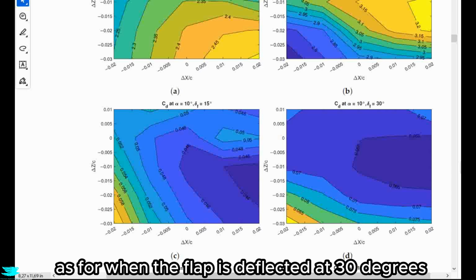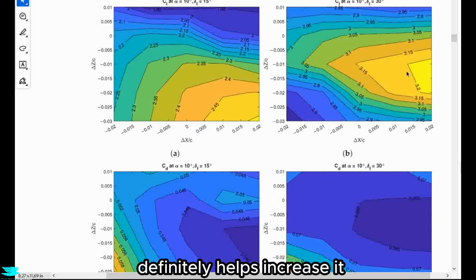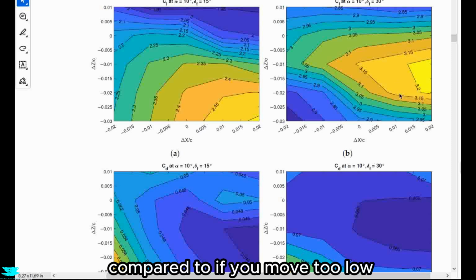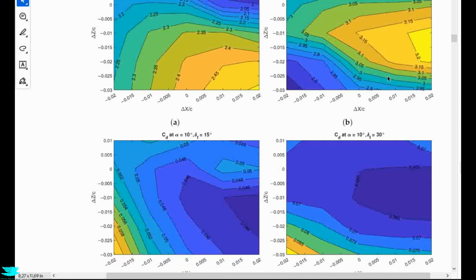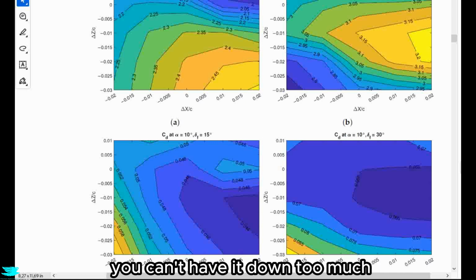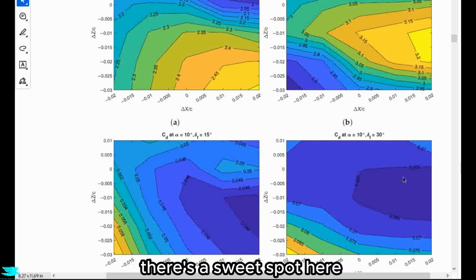As for when the flap is deflected at 30 degrees, so the right column here, for the lift coefficient, moving the flap out horizontally definitely helps increase it, but there's a sweet spot in terms of moving it down, because if you move it too low, then the lift coefficient gets worse. There's a yellow spot here, which is the sweet spot. So that's interesting because for the more extreme flap angle, you can't have it down too much. And the same trend occurs for the drag as well. There's a sweet spot here.